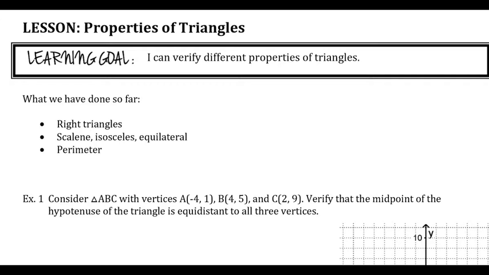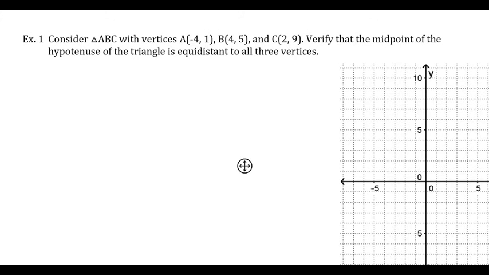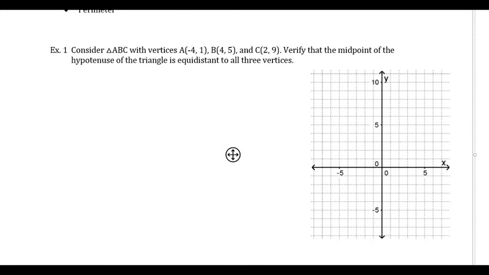Okay, so this is a slightly different kind of question. Consider triangle ABC. Verify the midpoint of the hypotenuse of the triangle is equidistant to all 3 vertices. So let's plot it first and see if we can figure out what this is talking about. That's point A. B and C. 2, 9.